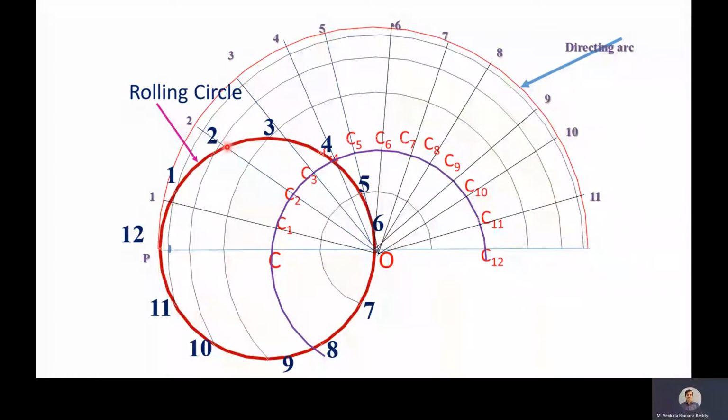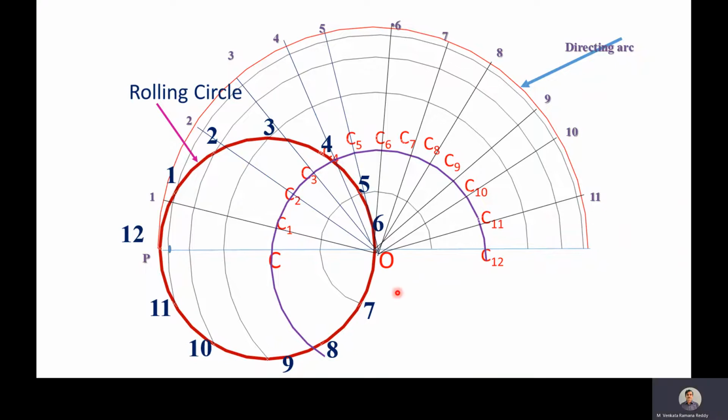When the second division point on the rolling circle touches the second division point on the directing circle, then the P point comes to here. This point is going to be P2. If the third division point on the rolling circle touches the third division point on the directing arc, then the P point comes to here. Then this point is P3. The fourth division point on the rolling circle touches the fourth division point on the directing circle. This P point comes to here. Similarly, for the remaining points, you will get P5, P6, P7, P8, P9, P10, P11, P12.